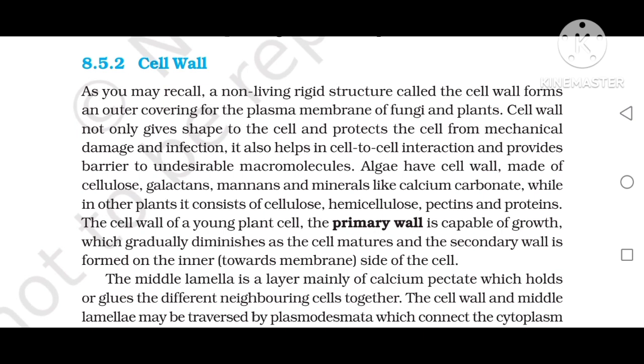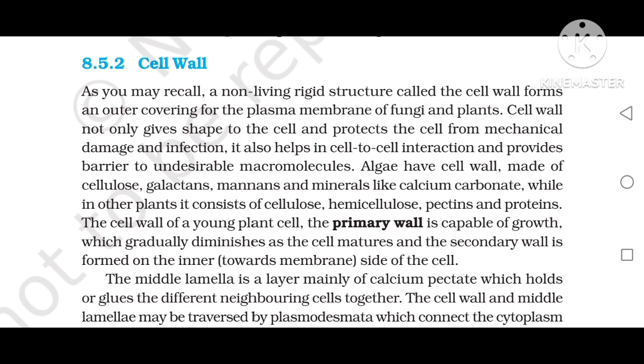Important points: cell wall is a non-living rigid structure formed in plants and fungi. Algae have cell wall made up of cellulose, galactans, mannans, and minerals like calcium carbonate, while in other plants it consists of cellulose, hemicellulose, pectin, and protein. Cell wall of young plant cell is the primary cell wall. After maturation, it gets diminished. Then secondary cell wall is formed on the inner towards membrane side of the cell.